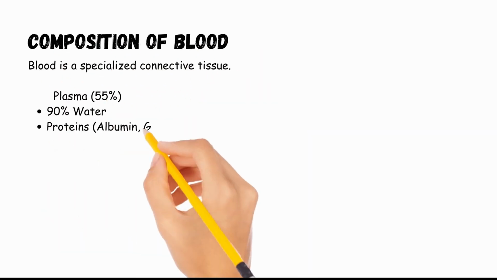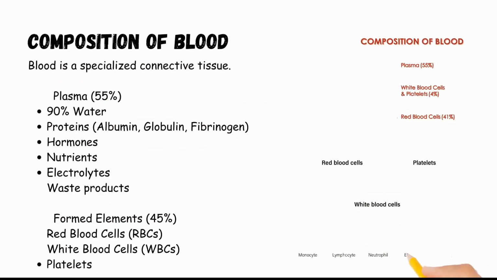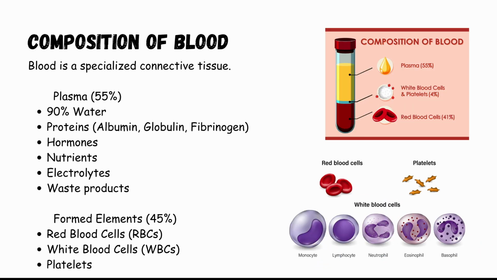Blood is a specialized connective tissue composed of two main parts, plasma and formed elements. Plasma makes up about 55% of blood volume and consists mostly of water. It also contains proteins like albumin, globulin, and fibrinogen. These proteins help in maintaining osmotic pressure, immunity, and clotting. The remaining 45% consists of formed elements: red blood cells, white blood cells, platelets. Each of these has specific functions necessary for survival.